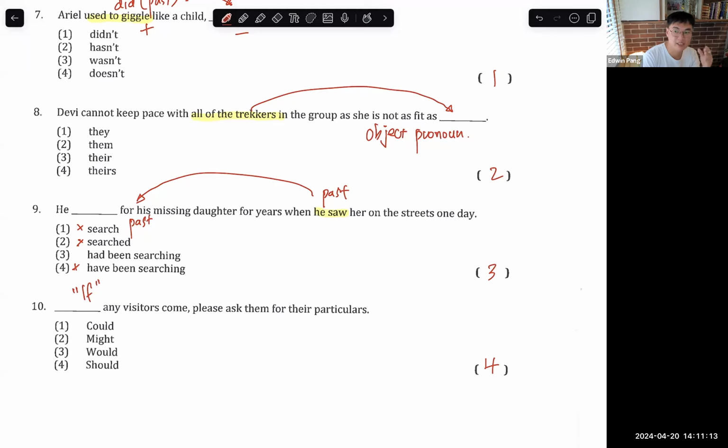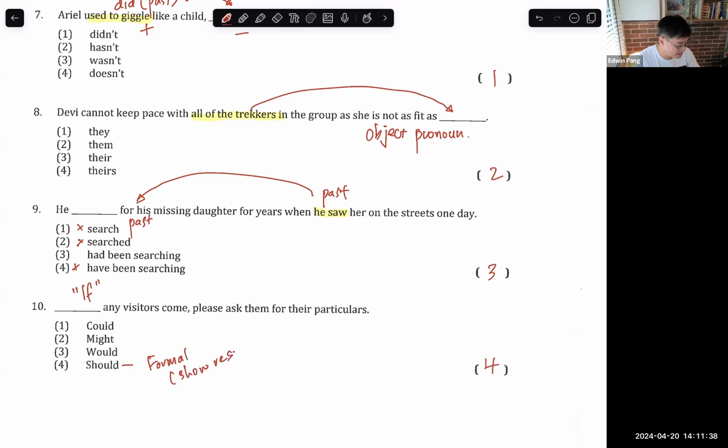So if you say something like, if anybody comes, please ask them for their particulars, it's actually a casual tone. If you're talking to your boss or to someone who's more important than you, then you would want to use a more formal tone. You use the word should instead of if. So should anyone come, please ask them for their particulars. It's a more suitable tone to use if you are speaking to someone who is more important than you, that you want to show respect for.